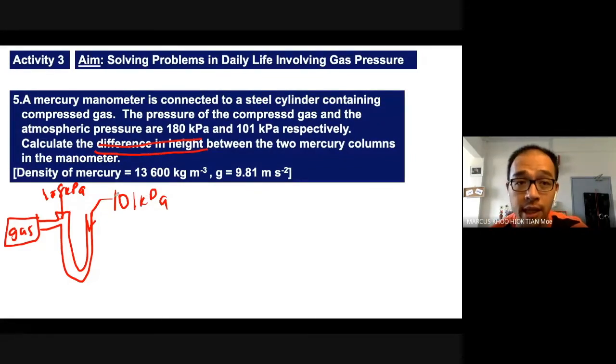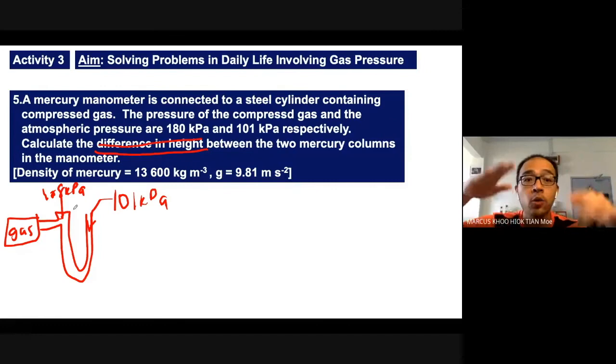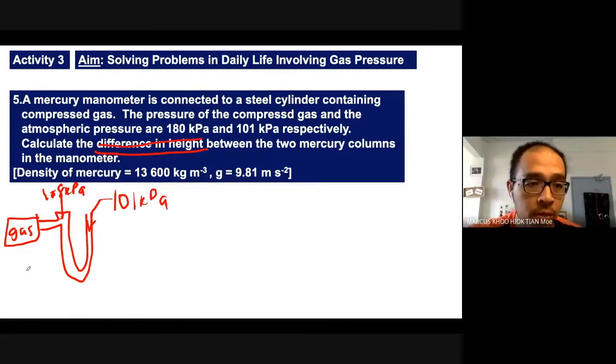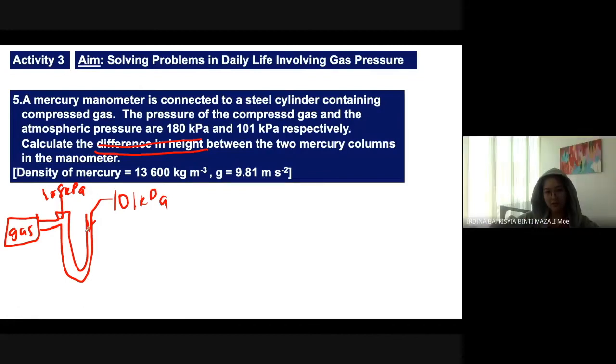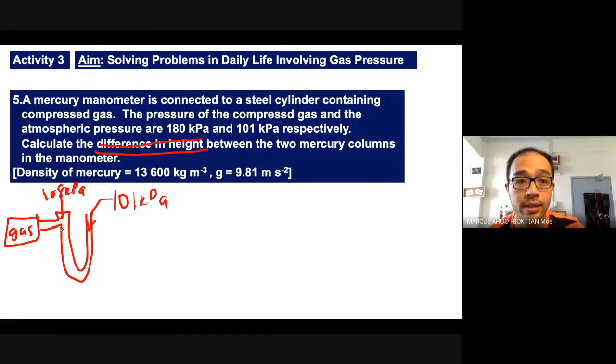I tell you, my pen is not very helpful to me today. So obviously in this case, which side of the mercury is going to be higher? Is it going to be the gas side or the atmospheric pressure side? Somebody? The gas side is going to be higher. Sorry, what is 180? Gas is 180, atmospheric pressure is 101. So which side is going to be higher? It's going to be the atmospheric side that is higher, because the gas is stronger than the atmospheric. So the atmospheric side is going to be higher and therefore there is going to be this difference in height.